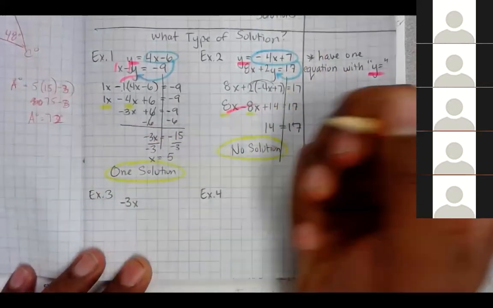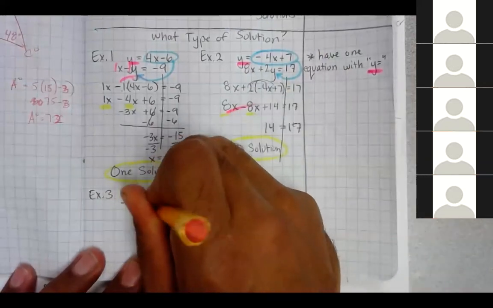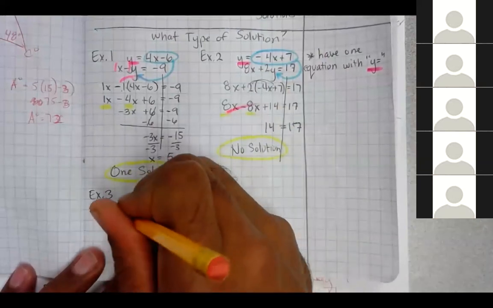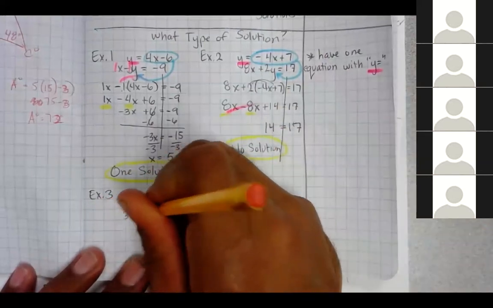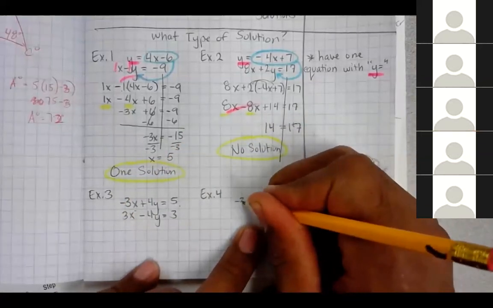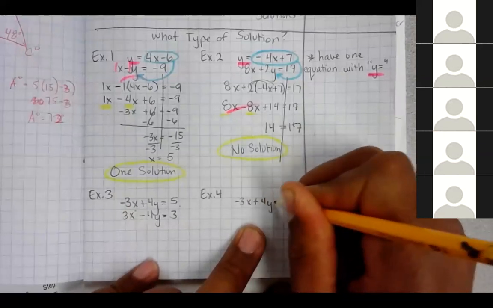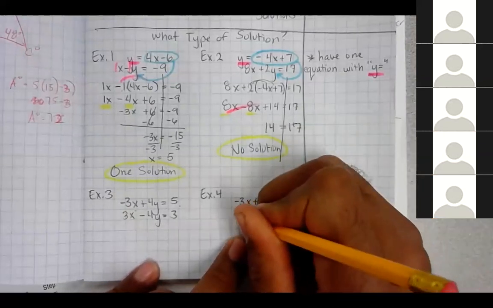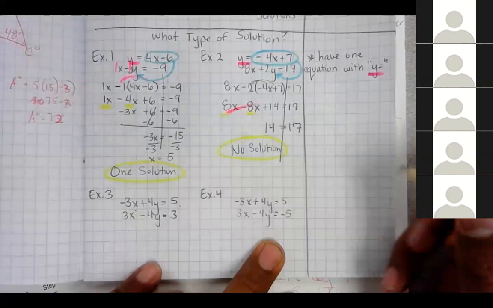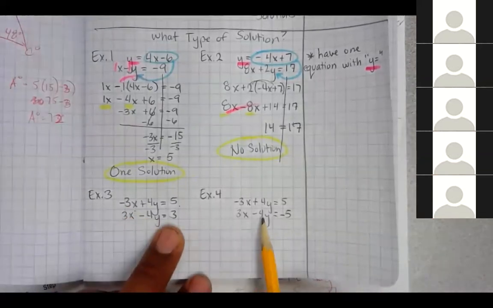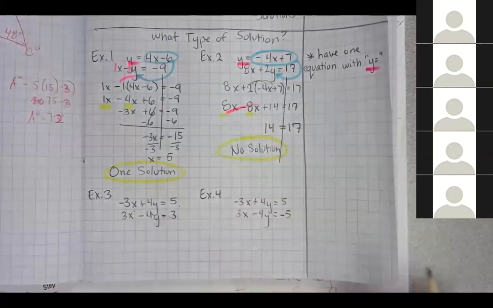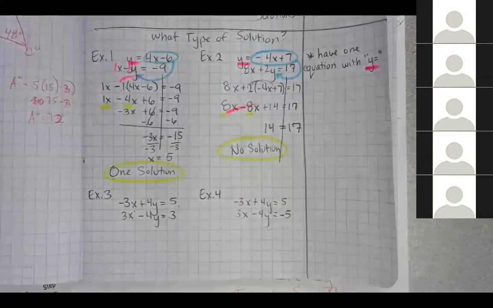Okay, so here I'm going to have two equations now in standard form, where I have x, y equals a number. Here I have 3x minus 4y equals 3, and then the second equation is going to be the same thing, 3x plus 4y equals 5, and then 3x minus 4y equals negative 5. The only thing that's different is that last number. Same equations, the only thing different is these two numbers here. Let me pause the recording.